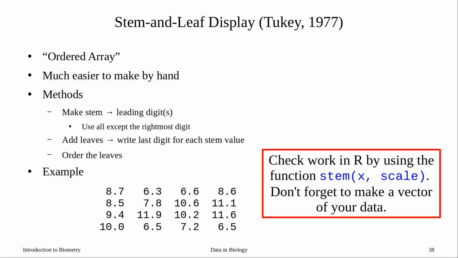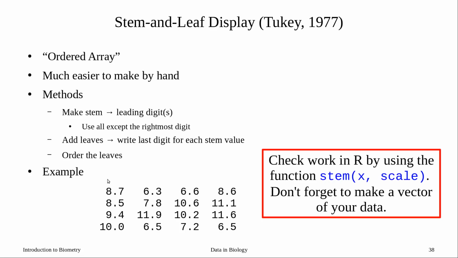What it is essentially is an ordered array. All right, so it's not necessarily a histogram, but it kind of looks like a histogram. These ordered arrays, the stem and leaf diagrams, are actually pretty easy to make by hand, and R can make them too, so you can check your work. So here's our general method. The method is to first make the stem, which will usually be the 1's digit.